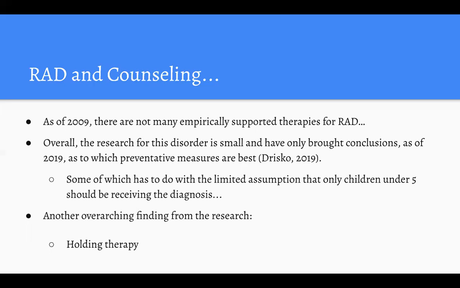Overall, the research for this disorder is small and has only brought conclusions as of 2019 as to which preventative measures are best, some of which has to do with the limited assumption that only children under 5 should be receiving the diagnosis. This, unfortunately, is not totally correct according to Driscoll, Smith College School for Social Work affiliate. It is still possible to have those issues as one ages. It's just less common after the age of 5.